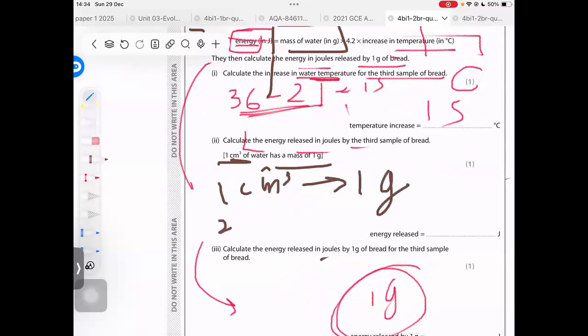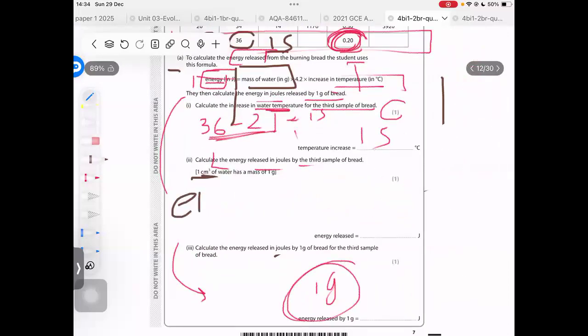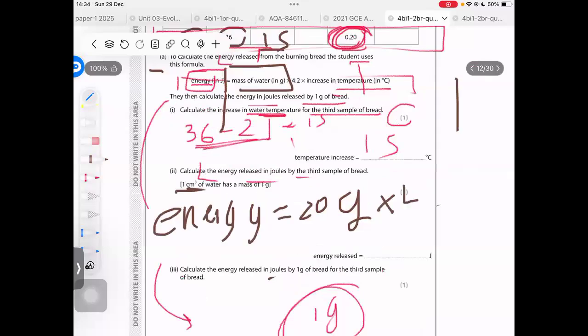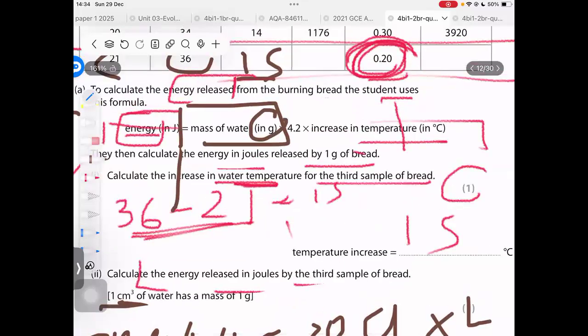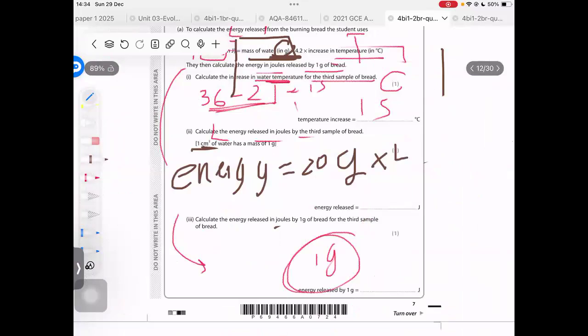So how many cubic centimeters of water are you using? You're using 20 grams. Yes, you're using 20 grams, right? So that is the mass of water that you're using. Energy is equal to 20 grams multiplied by... usually if they have not written this in grams, you have to write it in SI units. If they have not mentioned grams, you have to write it in kilograms. But since they have mentioned grams, you can write it down in grams. Otherwise, we have to use SI units to calculate the energy released in joules.